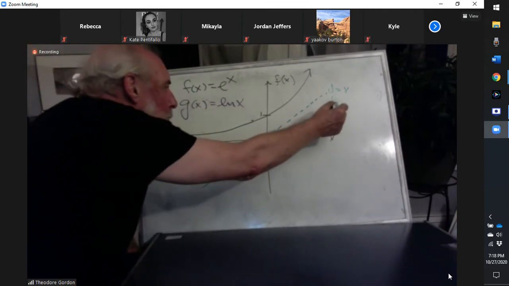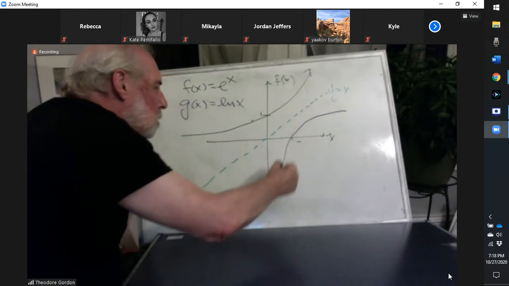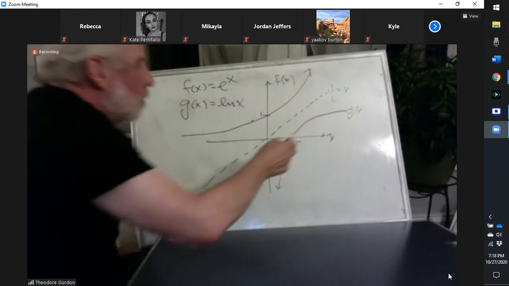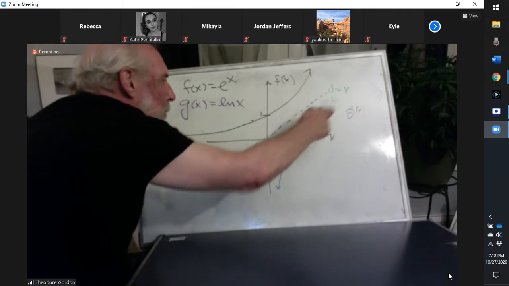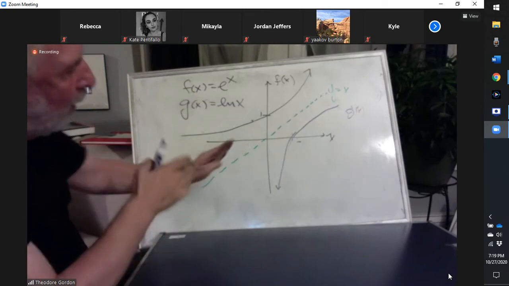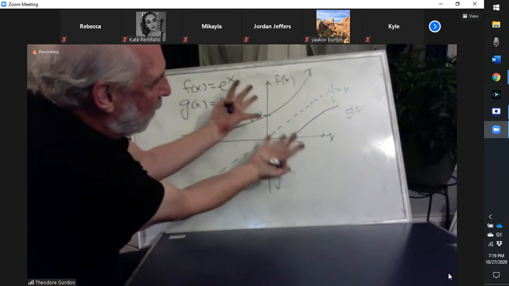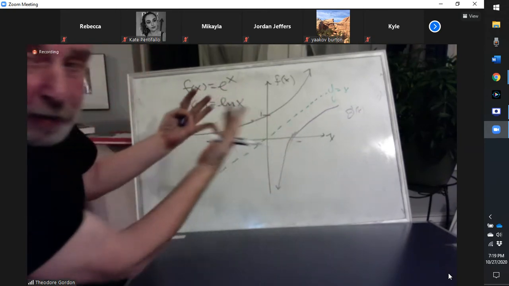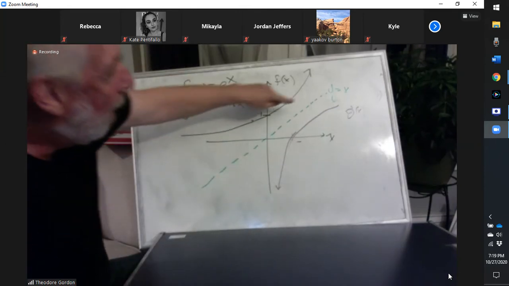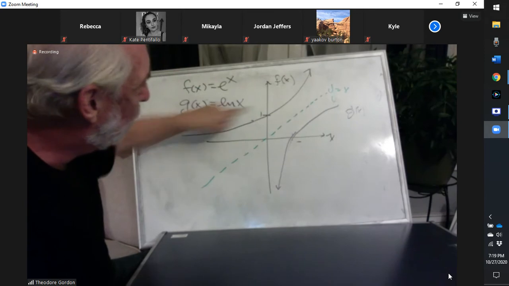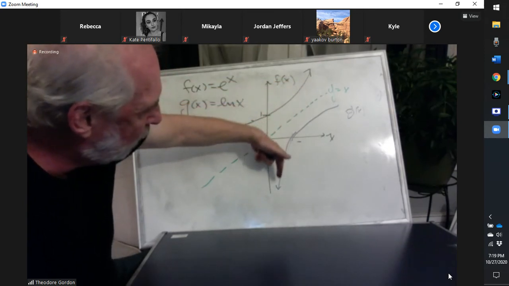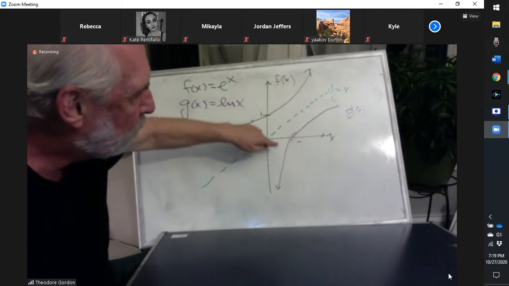So the graph of ln, this is g of x. Well, it doesn't look like it on my picture, but the graph of e to the x and ln of x are mirror images on either side of that y equals x line. They are inverses of each other. And the ln of x, the purple line here, never hits the y-axis. It just keeps going down to negative infinity.